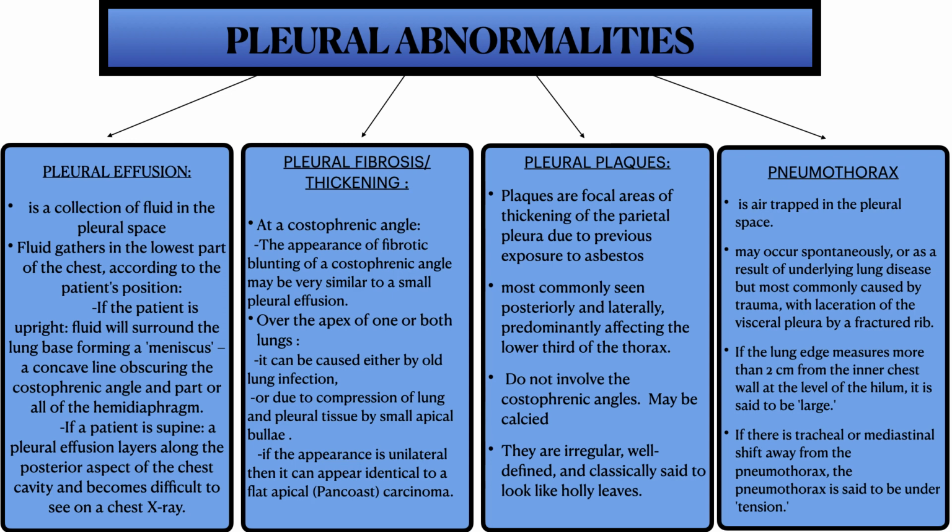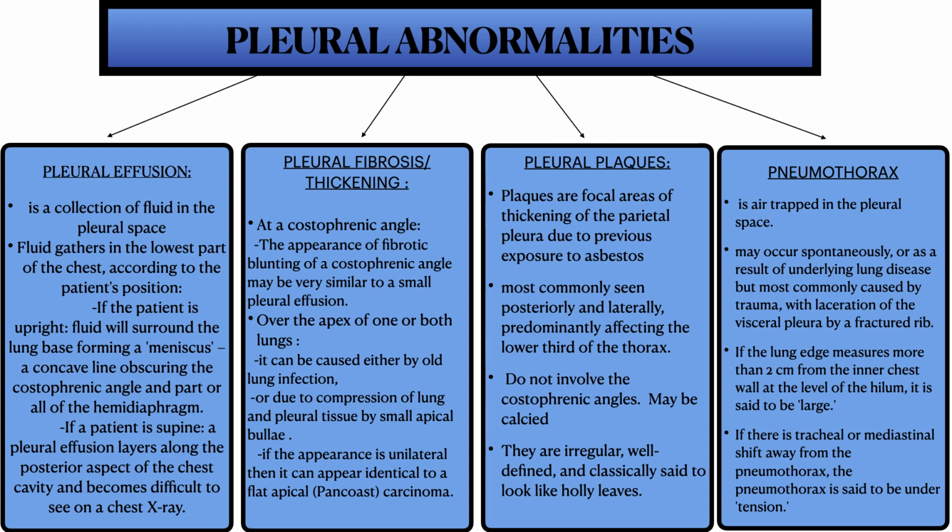And then we have pleural fibrosis or thickening. The thickening usually occurs at one of two sites. The first site is at the costophrenic angle as a result of previous pleural infection, where we see fibrotic blunting of the costophrenic angle, which may be very similar to a small pleural effusion.